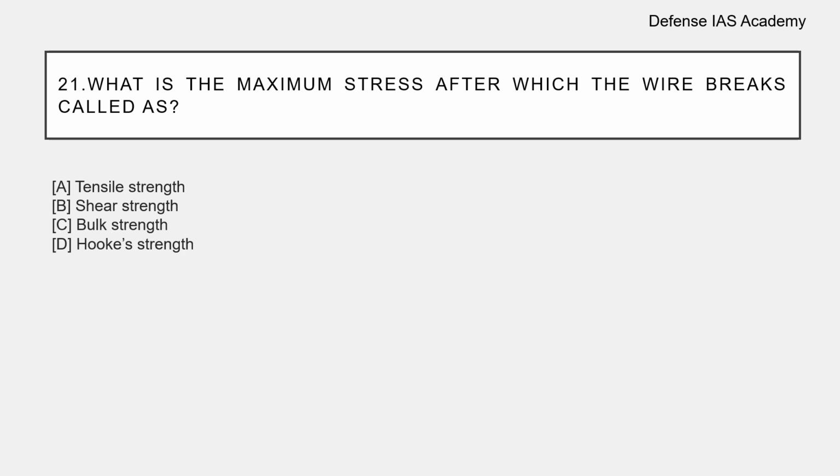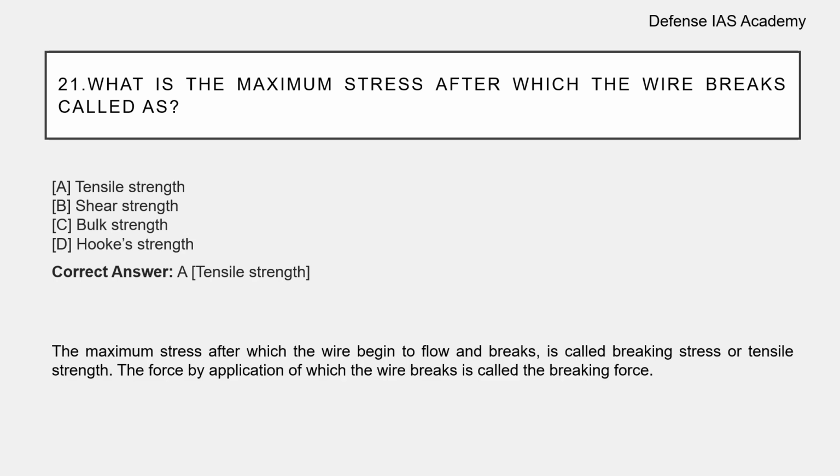Question number 21. What is the maximum stress after which the wire breaks called? The options are option A tensile strength, option B shear strength, option C bulk strength, option D Hooke strength. The correct answer is option A, tensile strength. The maximum stress after which the wire begins to flow and breaks is called the breaking stress or the tensile strength. The force by application of which the wire breaks is called the breaking force.